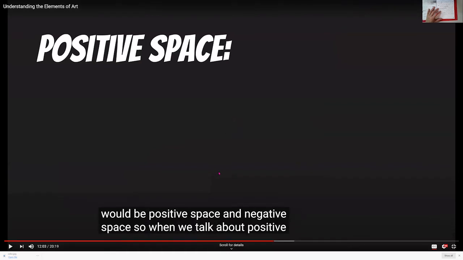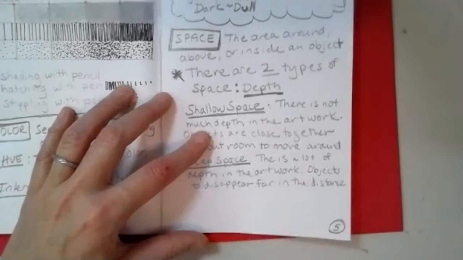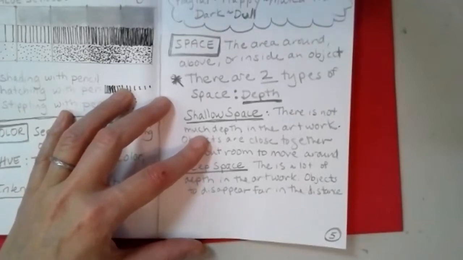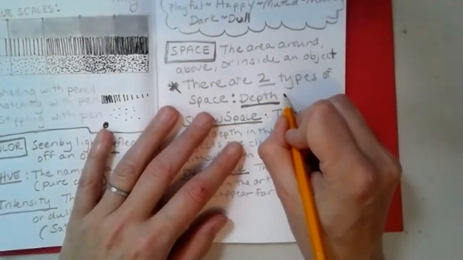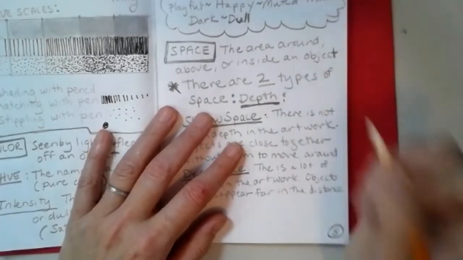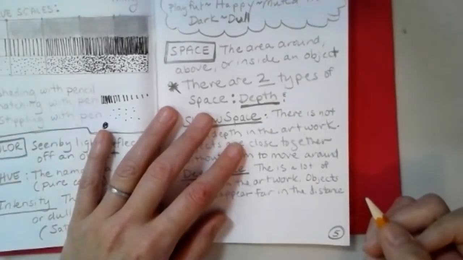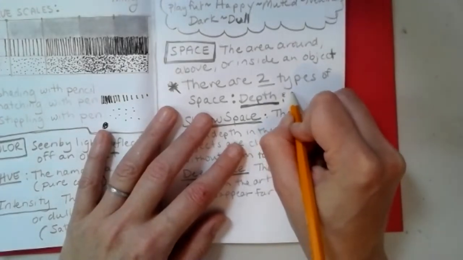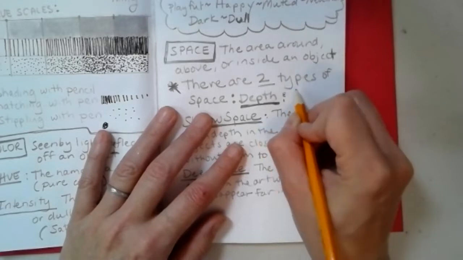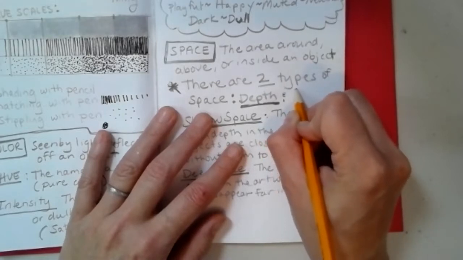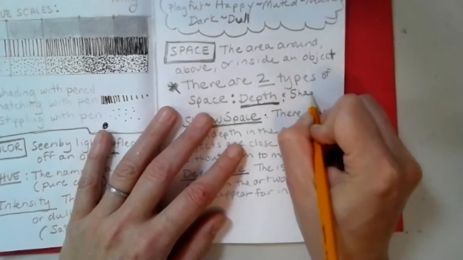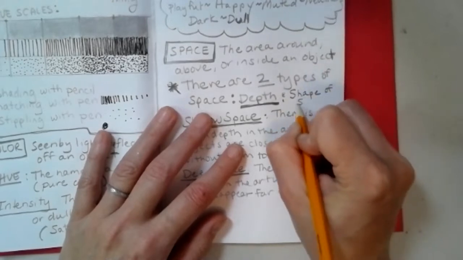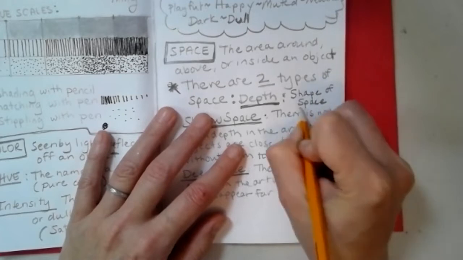So I'm going to just stop for a second. And back here it says there are two types of space. There's depth and, let's see, shape of space. I hope this makes sense later.